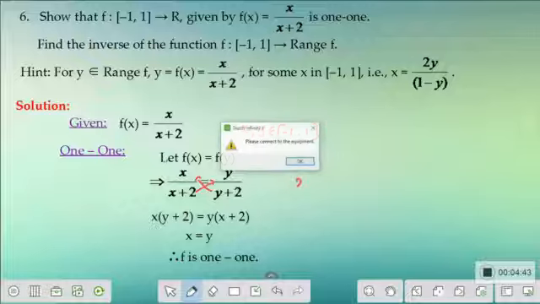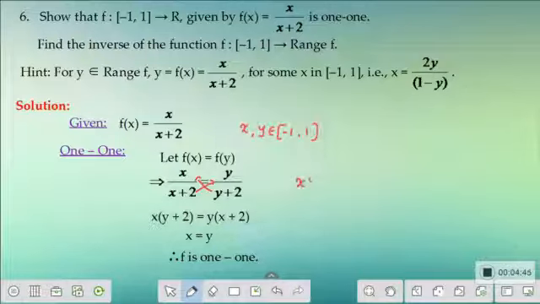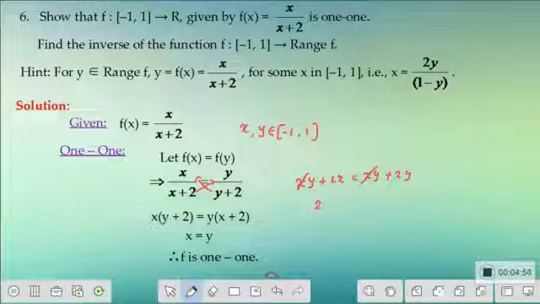That is, you will have xy plus 2x is equal to xy plus 2y. So xy and xy get cancelled, leaving you 2x is equal to 2y, that gives you x is equal to y. So f of x equal to f of y implies x equal to y. This tells us f is 1 to 1. So the first part of the question is solved. That is, we have shown that the given function is 1 to 1.